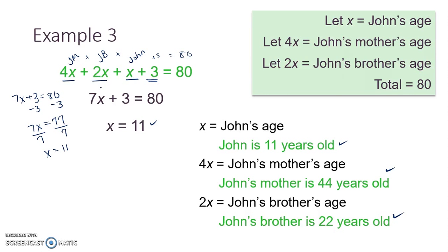And we should, of course, go back and double check. So if we add 22 and 44, we get 66, and add 11, we get 77, plus that 3, that gives us 80. So our answer does check. So we are good to go.